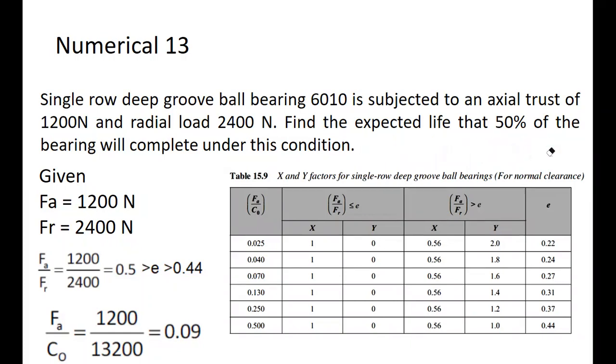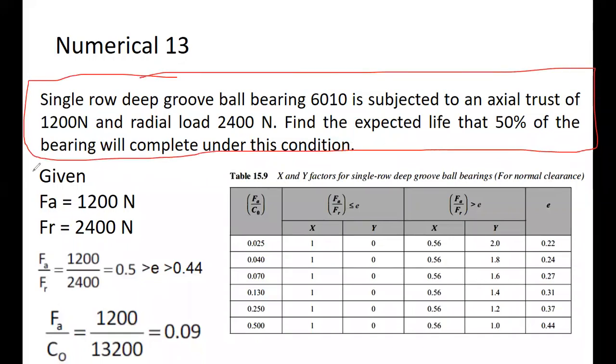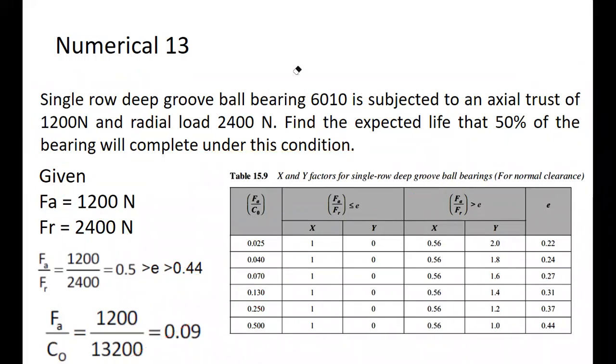The noticeable thing, guys, is that in this numerical the table is not given. Don't think that this table is given in the numerical. No, you'll have to go to page number 15.6. There you will find table 15.9, which is a table for finding X and Y factors of single row deep groove ball bearings. We have FA, we have FR, so we can find out our FA by FR ratio and X and Y factors.